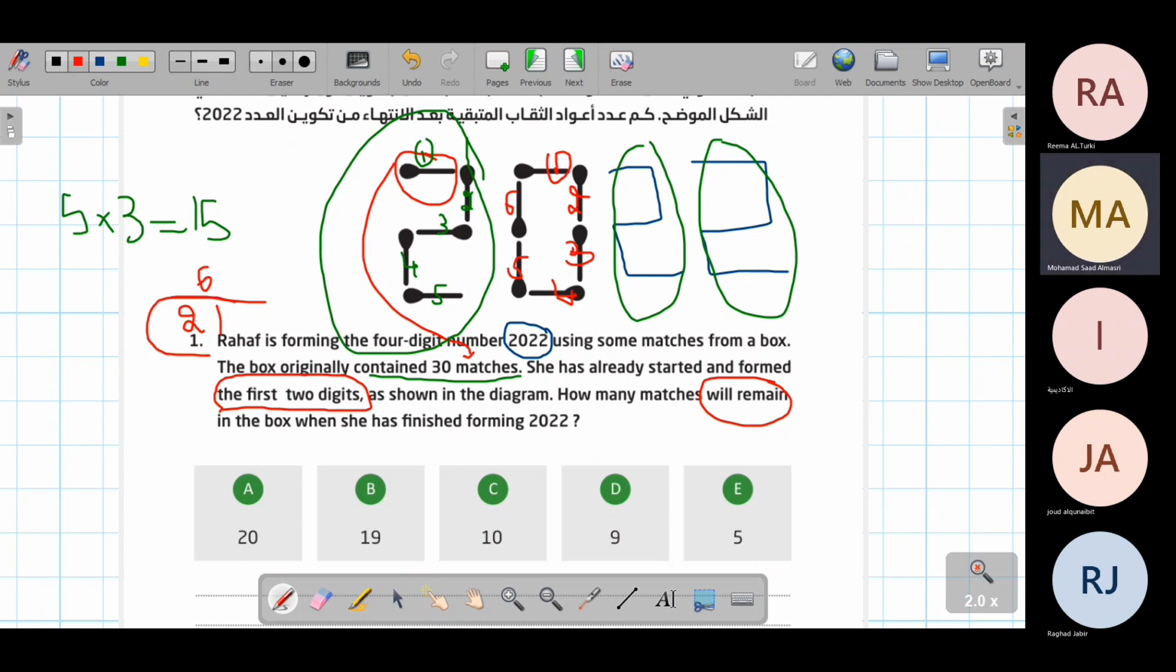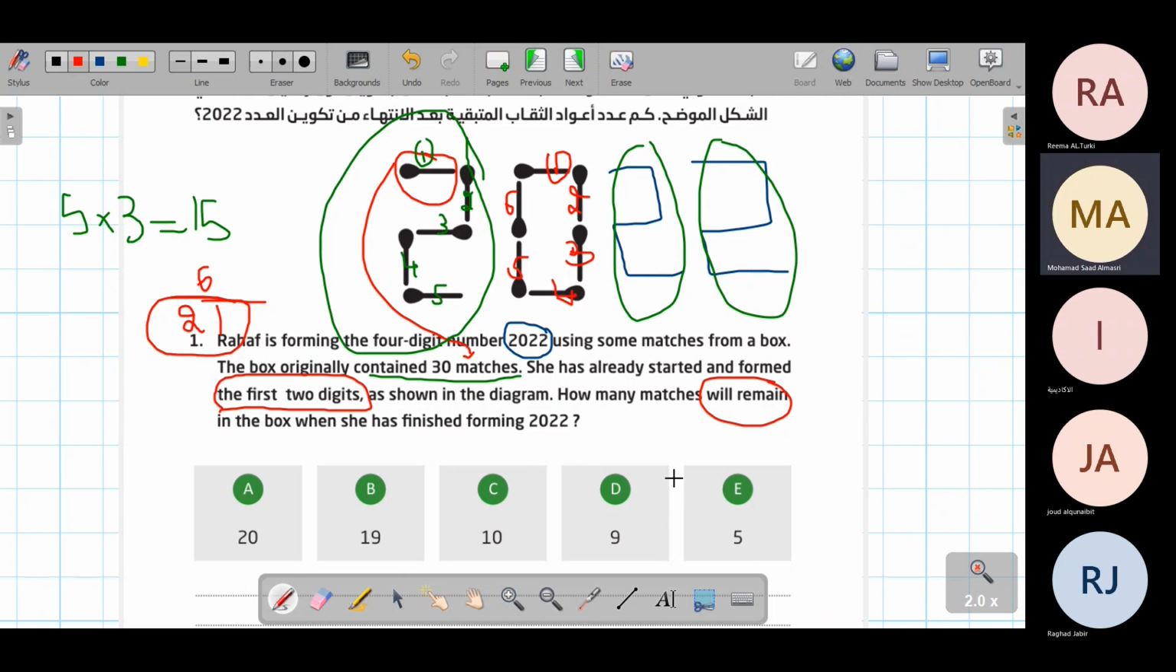How many matches did I use, Jude? 21. Does 21 appear in our choices here? No. Is there a mistake in the question or what? We made a mistake. No, we did not.